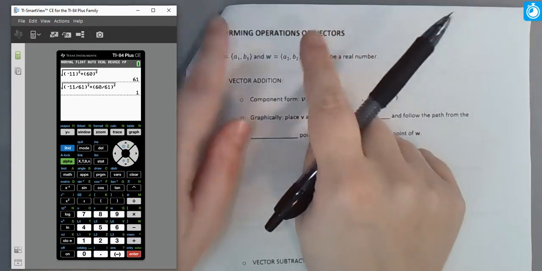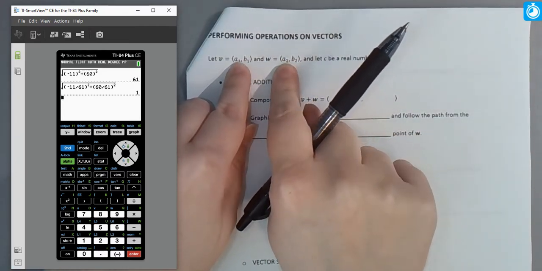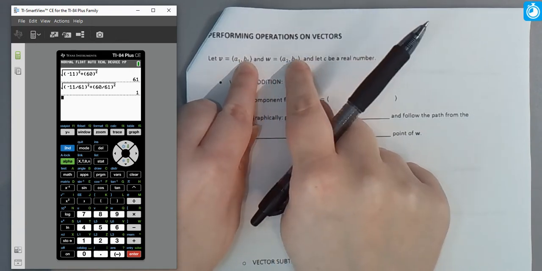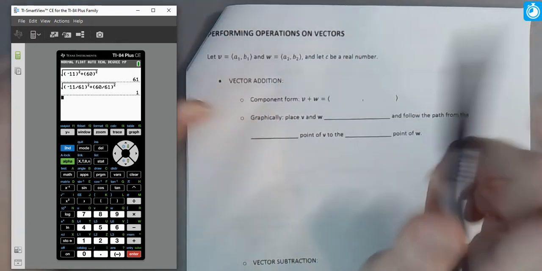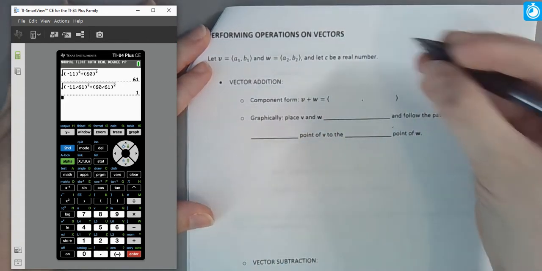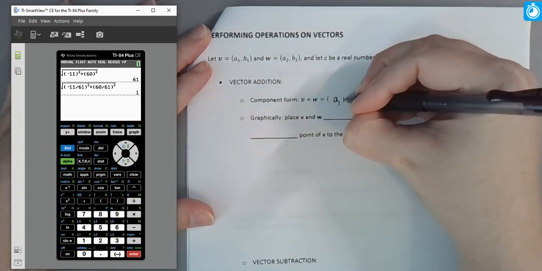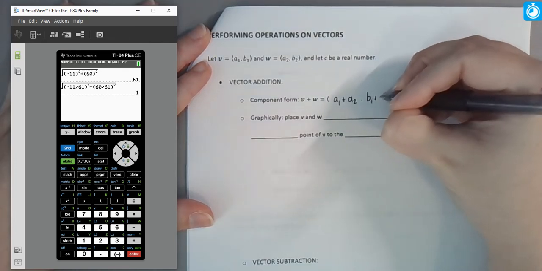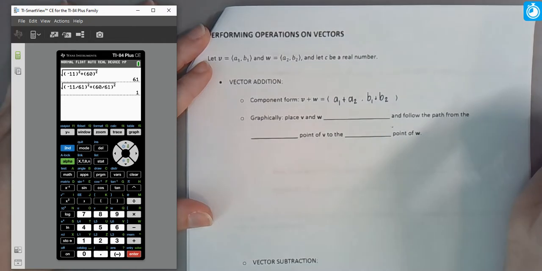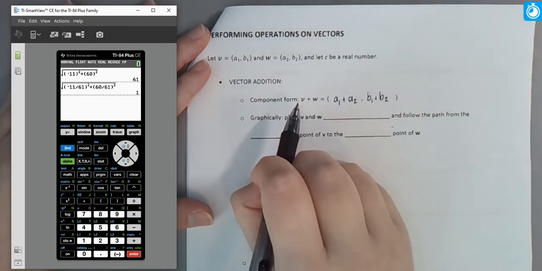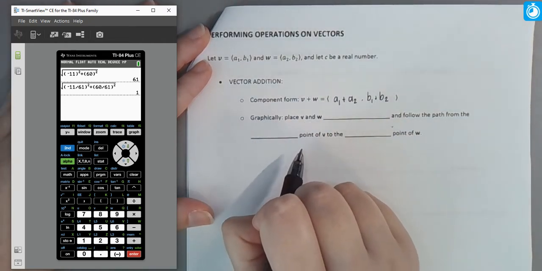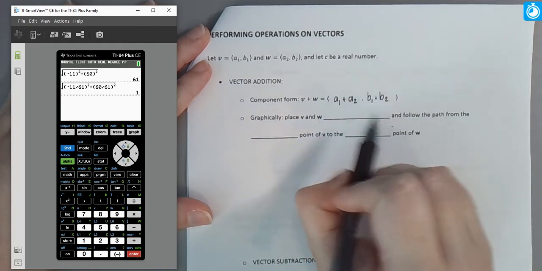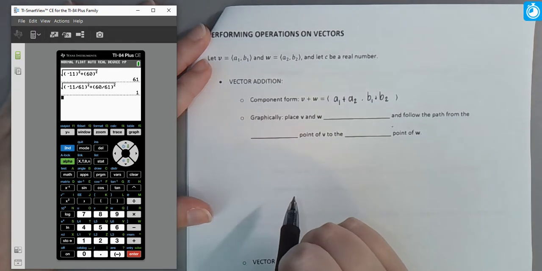So in component form, we can add the two horizontal components, the ones that correspond to one another, and then we can add the two vertical components, and that will give us the sum. So a1 plus a2, add the two horizontal components, and then b1 plus b2, add the two vertical components. And keep in mind, when we add these two together, we generate a new vector whose components are the sum of the individual vectors' components.